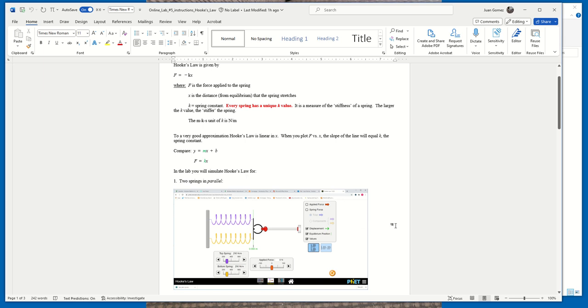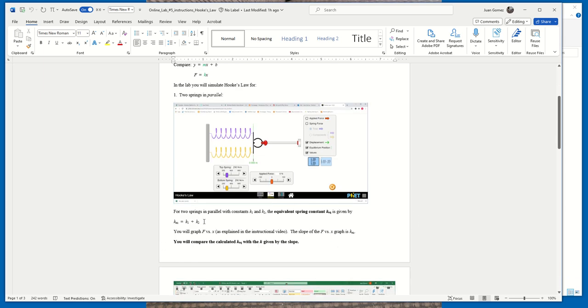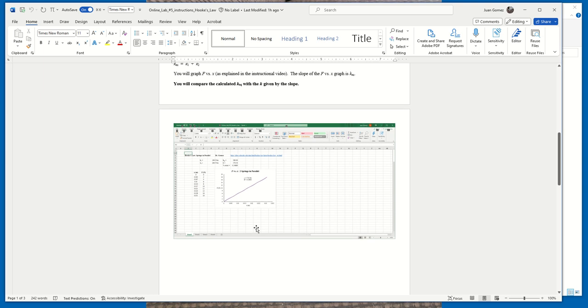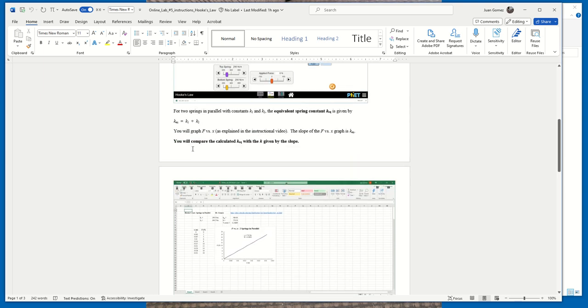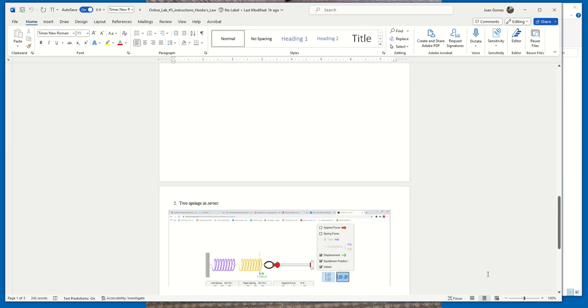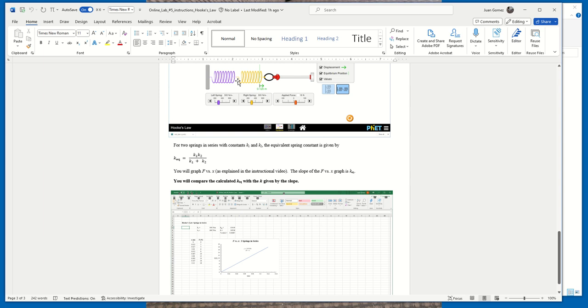For two springs in parallel, the equivalent spring constant is simply K1 plus K2. Enter the formula into Excel, get the analytical value. Then get your data. I'm going to have another video that explains how to run the simulation. Get your data, create your graph. The slope of your graph should equal the value you got for K equivalent from the equation. Likewise for series. Get your data.